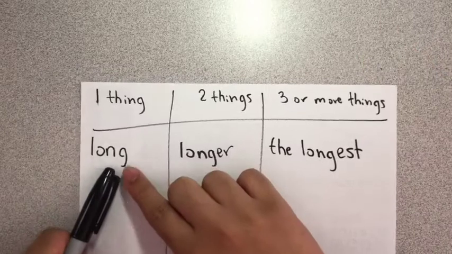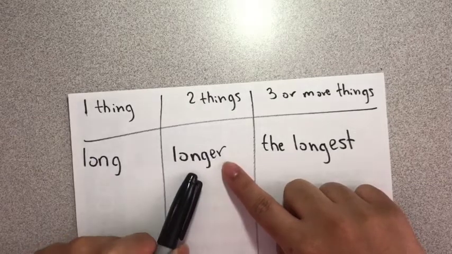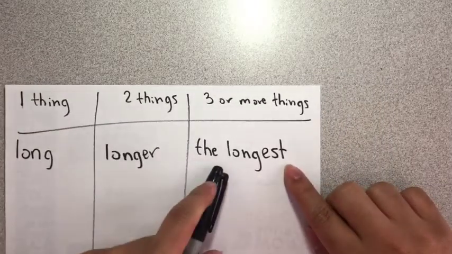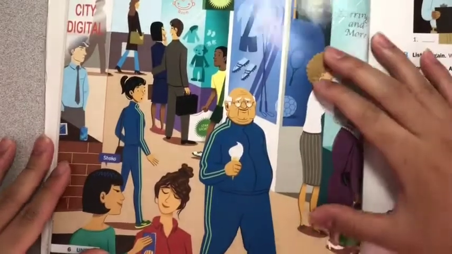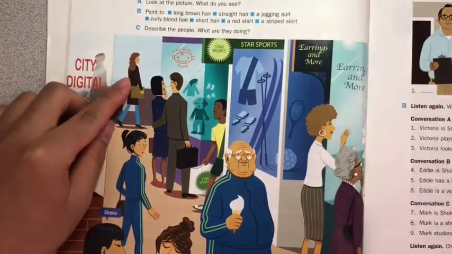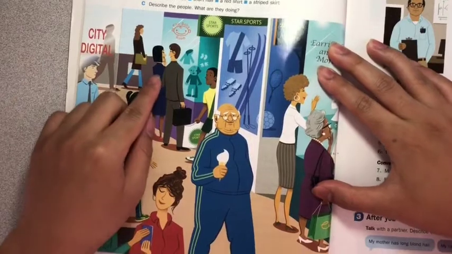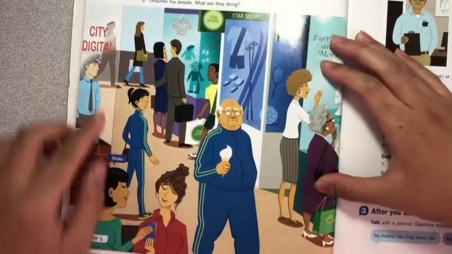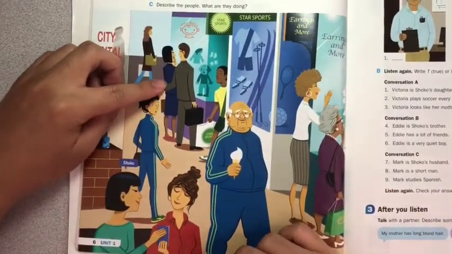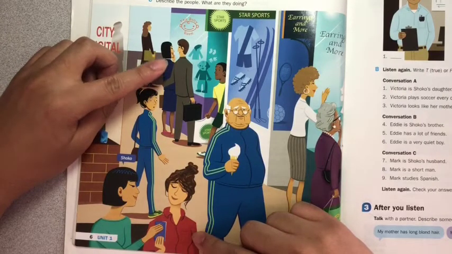So for one person, we say this person has long hair. For two people, we say this person has longer hair. For three or more people, we say this person has the longest hair. So let's see. In this picture, she has long hair back here. She has long hair. She has short hair, so not her. Maybe she has long hair too. So let's look at this lady in the blue and this lady in the red shirt. They have about the same length of hair, don't they?